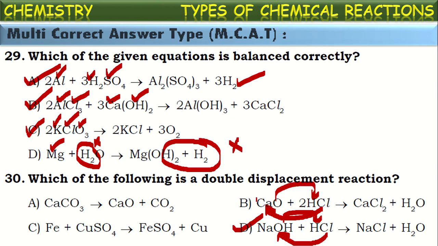So in this also, double displacement reaction is going on. So it is also double displacement. What about the third one? Iron reacting with copper sulfate to form ferrous sulfate and copper. So iron displacing copper from its compound. It is called simple displacement reaction but not double displacement. Okay, only these two are double displacement reactions.